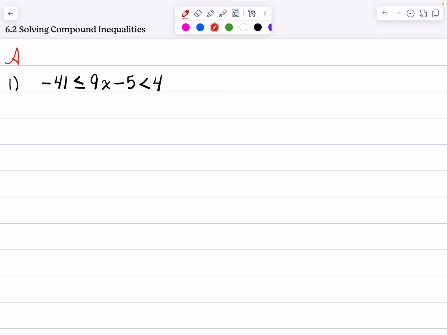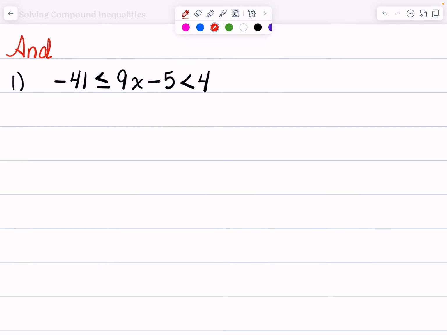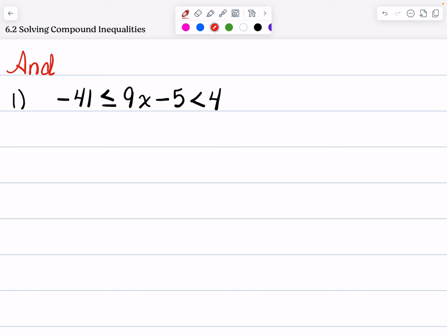Now they do not separate this into 2 inequalities to begin with, but we did practice that in class. So I'm going to go ahead and separate this to show 2 different inequalities so I know what my 2 values are on the number line. Of course, there's another way to do this without separating them, but the method that we practiced in class was separating them. So my first inequality is going to be negative 41 all the way up to minus 5. Okay? So I have negative 41 is less than or equal to 9x minus 5. So that's my first inequality.